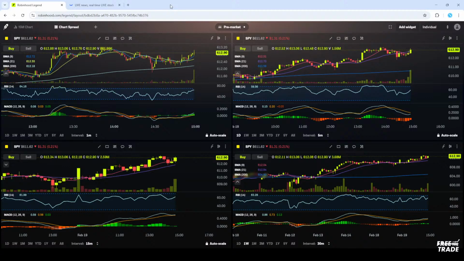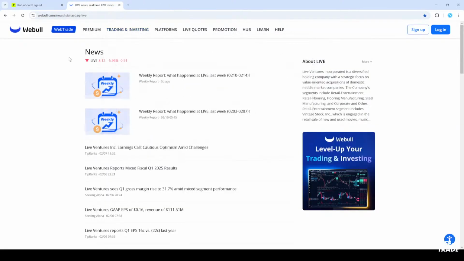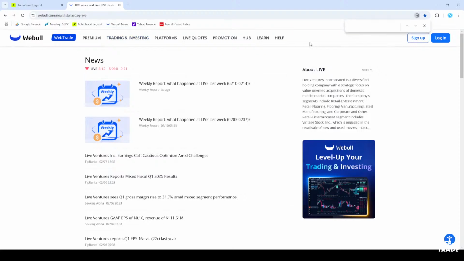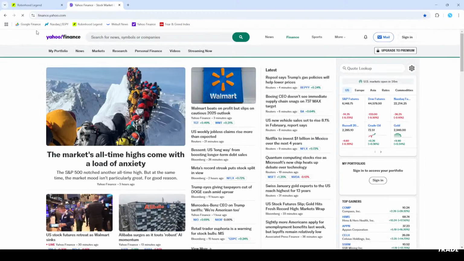Second thing I like to do after checking out the market for the day is I like to check news. I've got some queued up here, but I'm also going to open these. I personally use Yahoo Finance, Google News, and the Webull. And I like them for a couple different reasons. Yahoo's just really, really great. Gives you a lot of information.